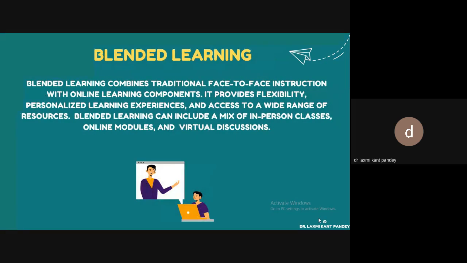Now, blended learning. Blended learning means mixed learning. Mixed learning means offline as well as online. Nowadays, you can see this is also a very effective manner. This is called blended learning. As I can tell you, in my department, I have a blog for the students.